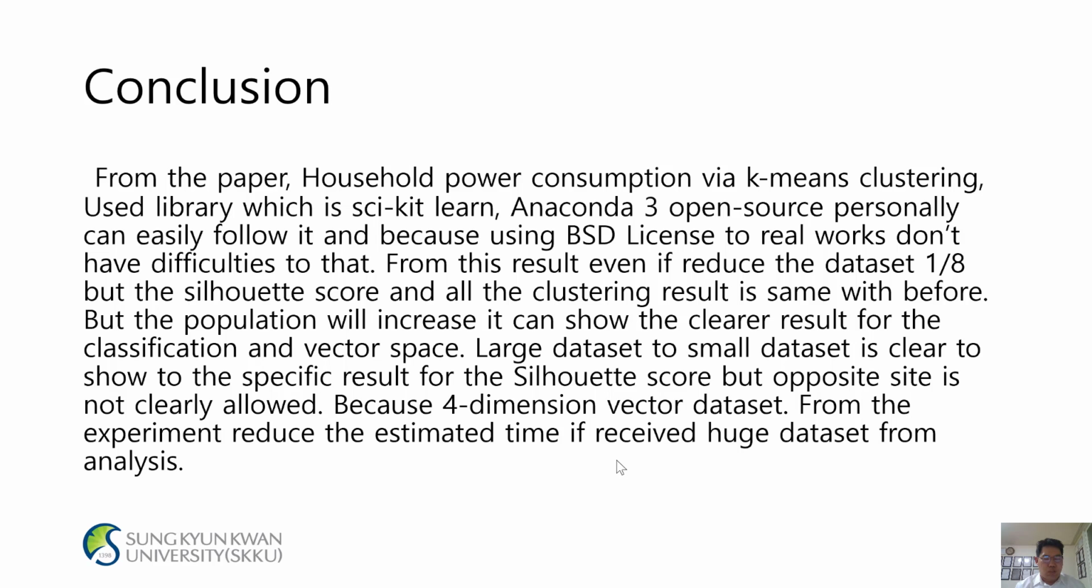But as the population decreases, it can show clearer results for the classification and vector space. Going from a large dataset to a small dataset clearly shows specific results for the silhouette score, but the opposite direction is not clear. Because it is a four-dimensional vector dataset, the experiment reduces the estimated time if receiving a huge dataset for analysis.